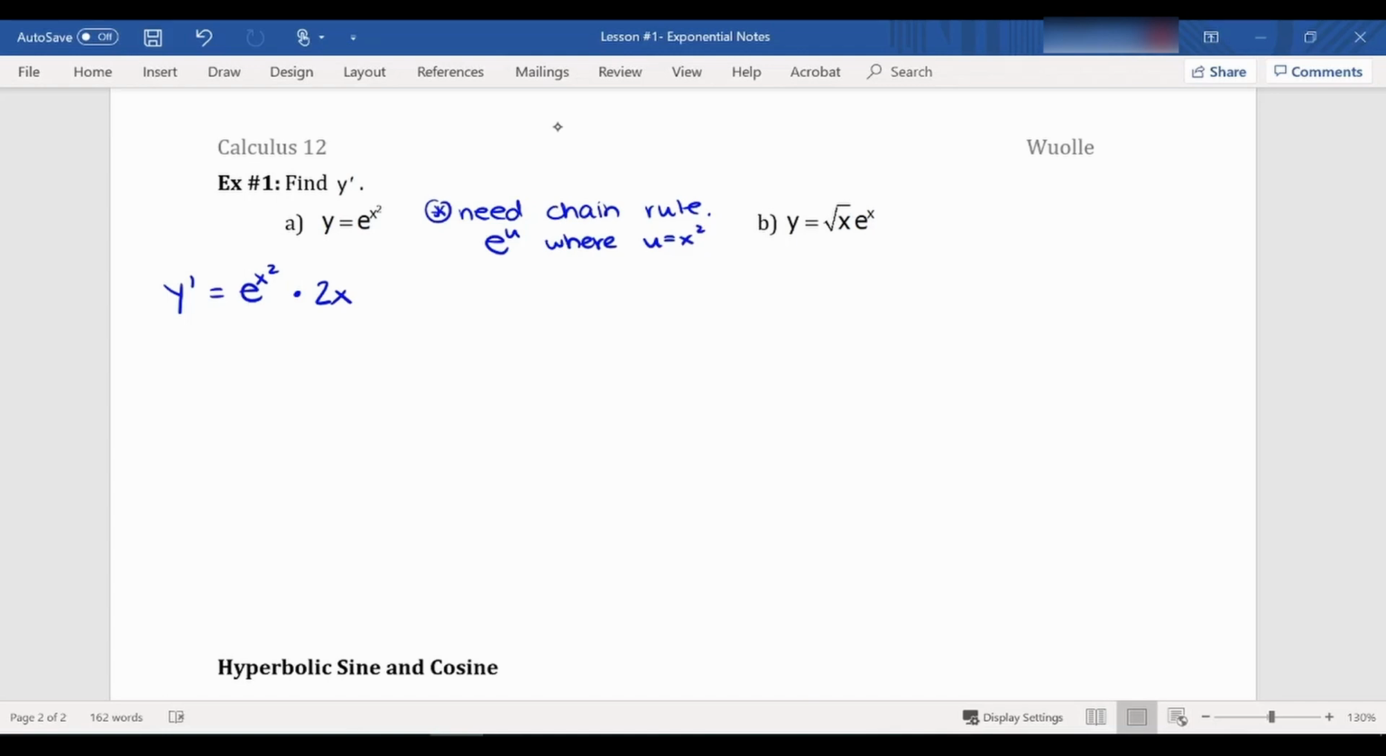You technically can leave it like this, but usually if you have e multiplied by something else, like a constant, like a 2, or some variable, just an x, we would put this in front. So the preferred way of writing this would be 2x times e to the x squared.